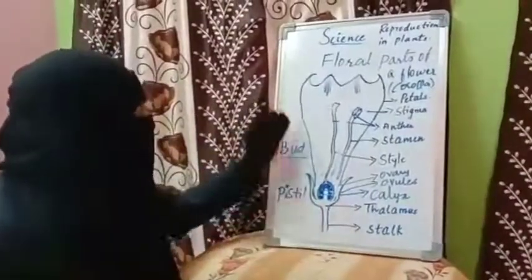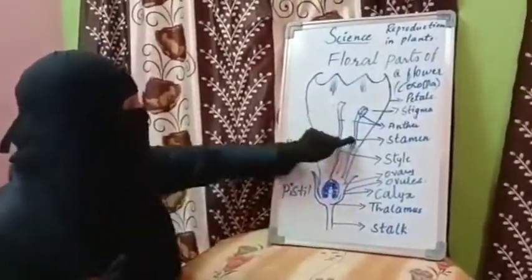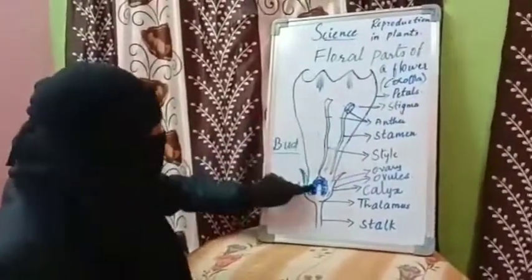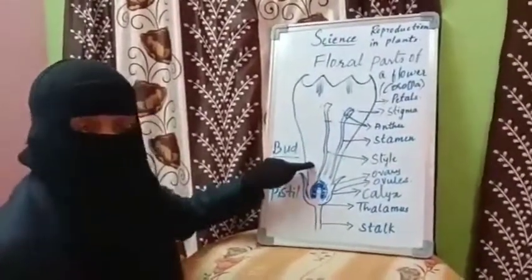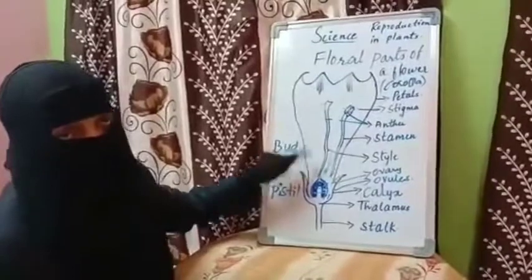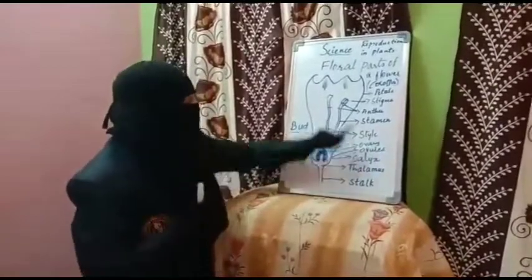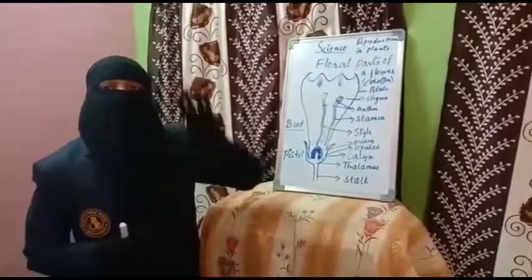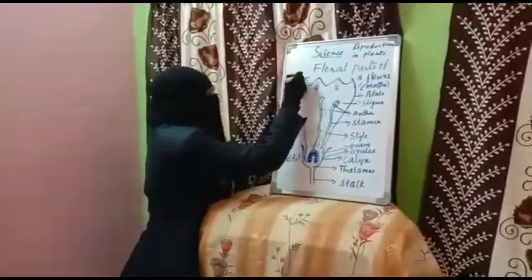Next to that, we have two reproductive organs. The first one is the stamen or androecium, the male reproductive organ. The next one is the pistil, or gynoecium, the female reproductive organ of a flower. So androecium means stamen, and gynoecium means pistil. Calyx, corolla, androecium and gynoecium: if a flower consists of all these four parts, then it is called a complete flower.